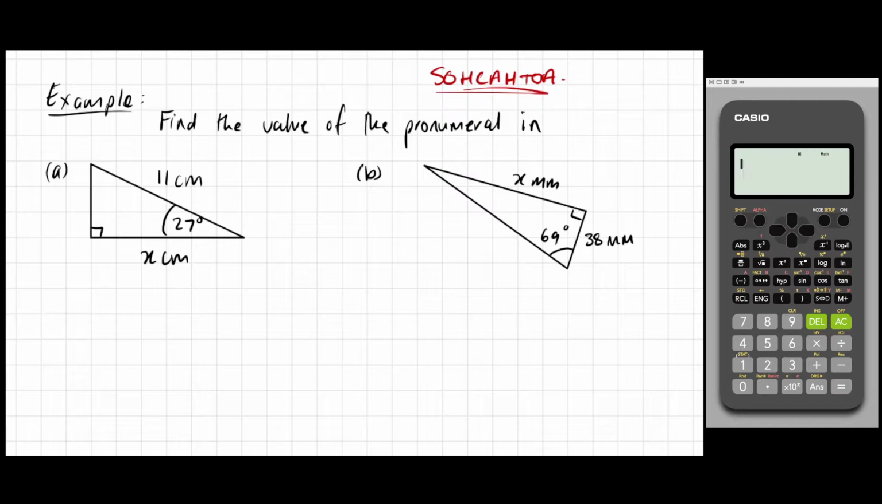So, looking at my first triangle, part A, I'm going to start off by labeling it. We start off with the hypotenuse, the hypotenuse being that side going across the right angle. So this is my H value.